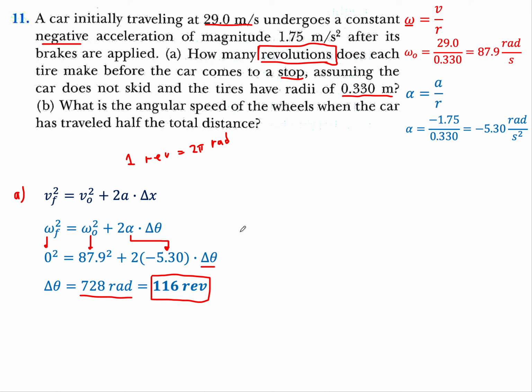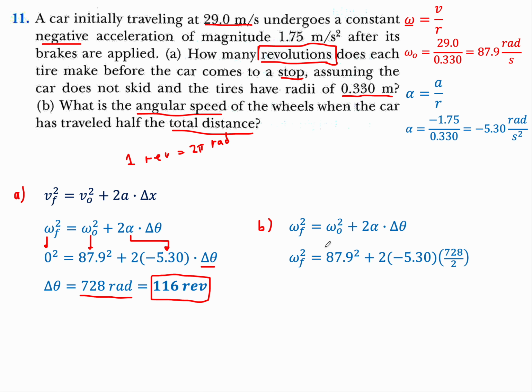For part B, what's the angular speed? Well, that's when it's covered half the distance. I could use a bunch of different equations, but again, I'm trying to keep this simple. Again, we don't have time, so I'm actually going to use this equation a second time. So this is part B, when it's gone through half the total distance. So in this case, we're trying to find this.